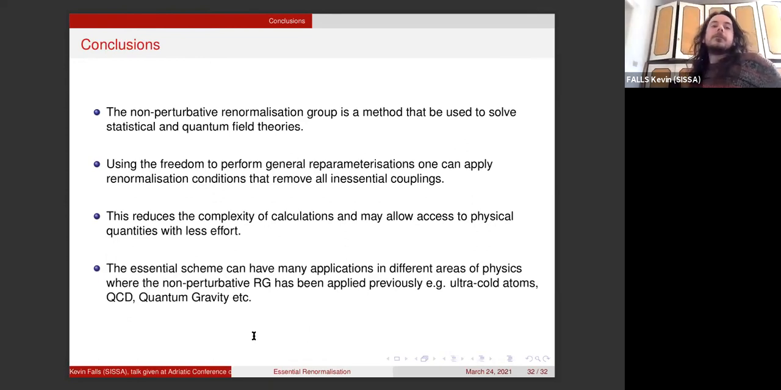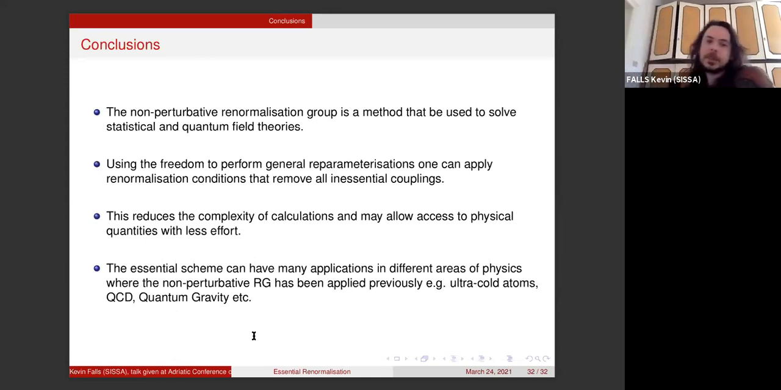So then I can just make my conclusions. I've been giving a quite biased and personal introduction to this non-perturbative renormalization group, introducing not only the method, but what I think is perhaps an even better scheme to use. This takes advantage of the fact that we can perform these general reparameterizations, or these frame transformations as I have called them. And then one can apply not just a single renormalization condition to remove one coupling, but actually remove all of these inessential couplings. And this is really just a practical idea. It's there to reduce the complexity of a calculation so that one can actually access physical quantities with less effort. So this is really just the simple idea.